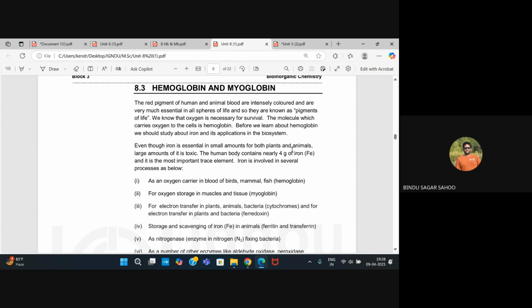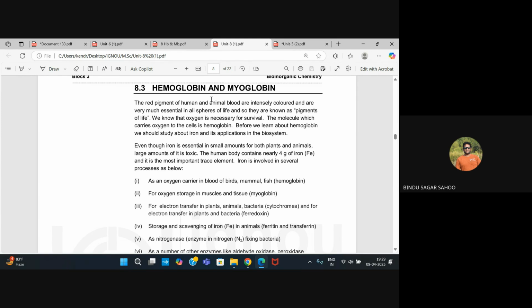It carries oxygen from one part of the body to the cells of the body. So hemoglobin is the oxygen carrier. Myoglobin is the oxygen storage. It can store a lot of oxygen, and during the energy requirement process it offers oxygen to the carbohydrate, which dissociates and forms energy, and this energy is utilized in biological processes.